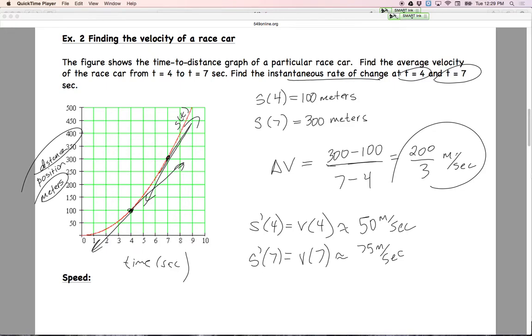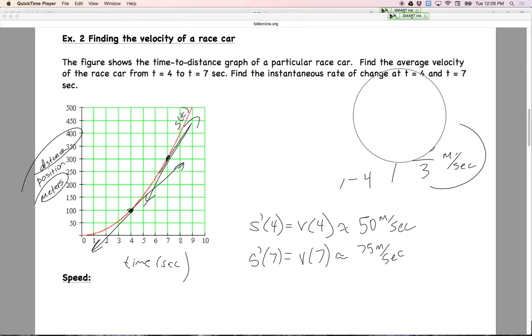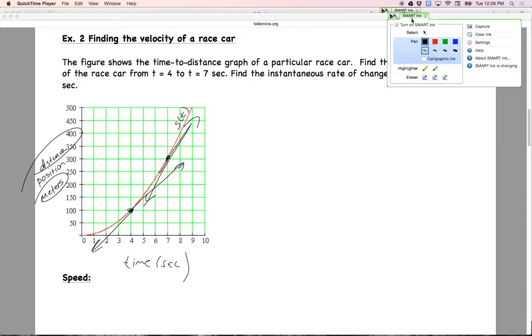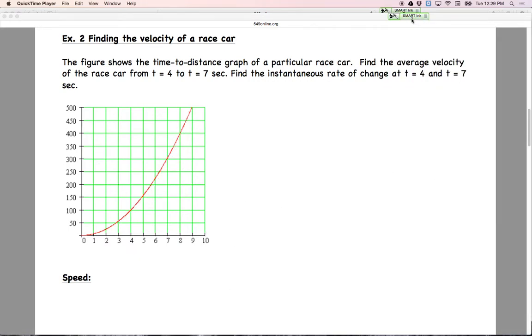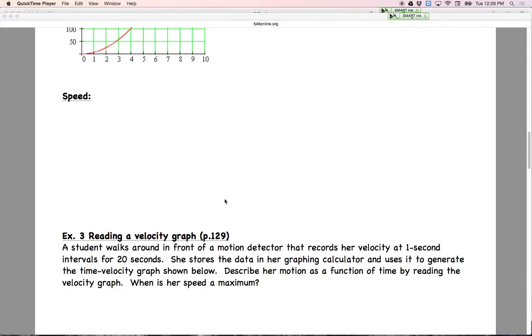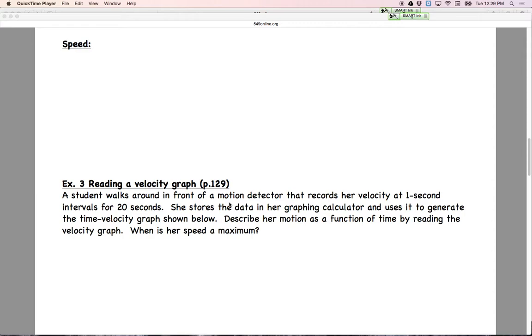Okay? Just to mention speed real quick. That was good. You guys are grasping it. So, what is the derivative of position? Velocity. Derivative of position, velocity. I want to finish this up real quick. I'll do example 3 tomorrow. Speed. Just write this down.